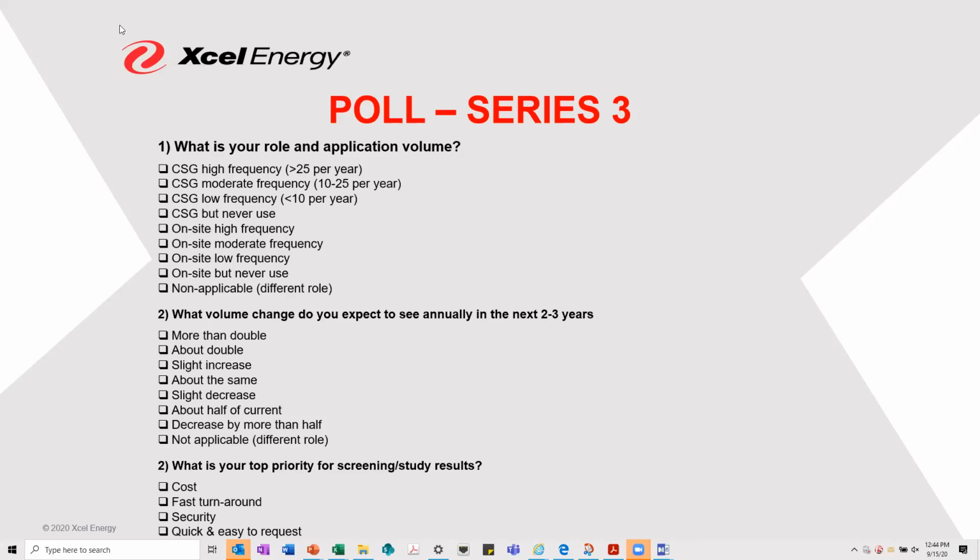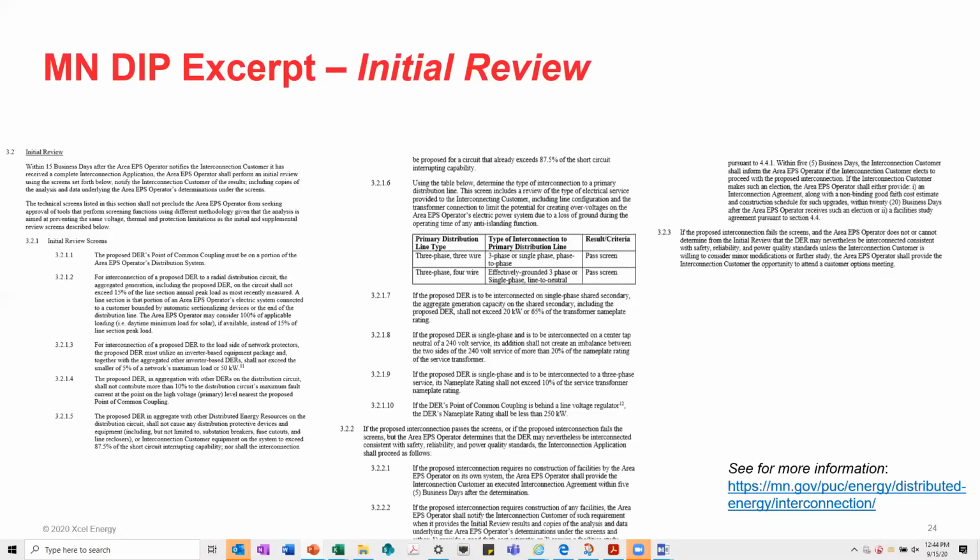So we're going to go now. Sorry, I always forget that doesn't change the poll. So this is what the MNDIP says about the initial review. We're not going to read this in detail. I think most of you are pretty familiar with the MNDIP, but keep in mind that there's the MNDIP process, and then there's the HCA integration into the MNDIP process, which is really the focus of what we're trying to talk about and brainstorm around today.